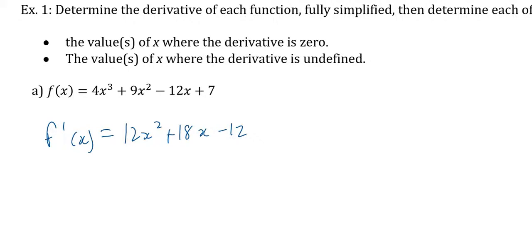Are we done? No, I hope not. It says we're supposed to fully simplify. We're going to see a little bit more why that's important. We talked a bit about it yesterday, I think, about why we really want to fully simplify and how helpful it is. So I think I can common factor a 6. Oops. 2x squared.